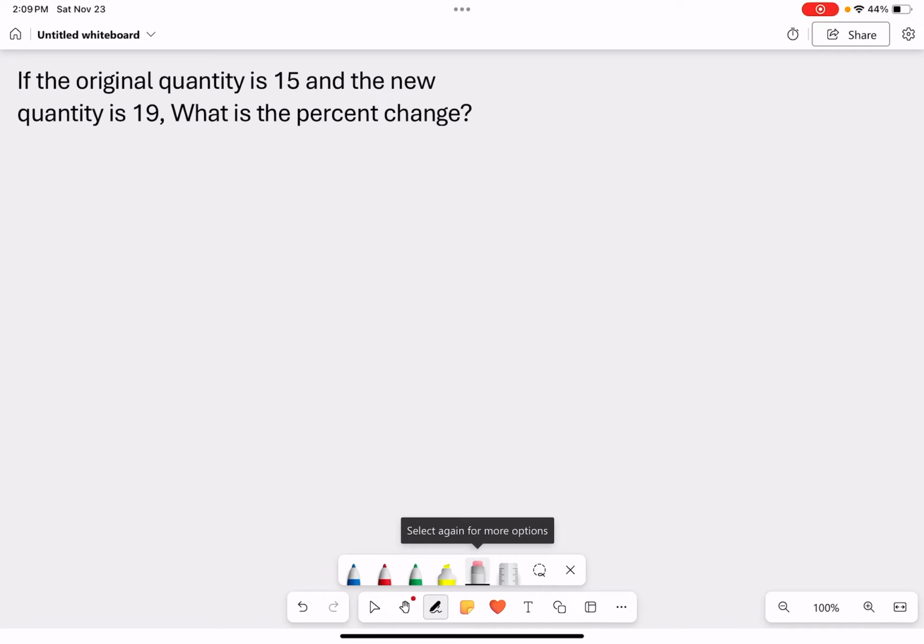And in this problem, we have a percent change problem. So let's read it out. If the original quantity is 15 and the new quantity is 19, what is the percent change?